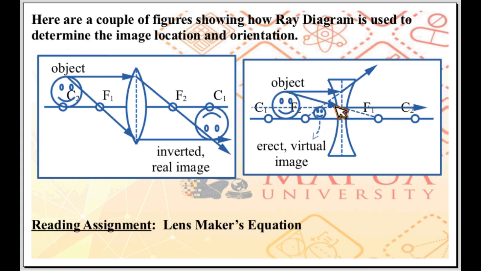You have an image formed in front of the lens. The refracted light is behind the lens, which means the image formed is a virtual image. Comparing the image with the object, the image is upright, or erect. You have an erect virtual image.